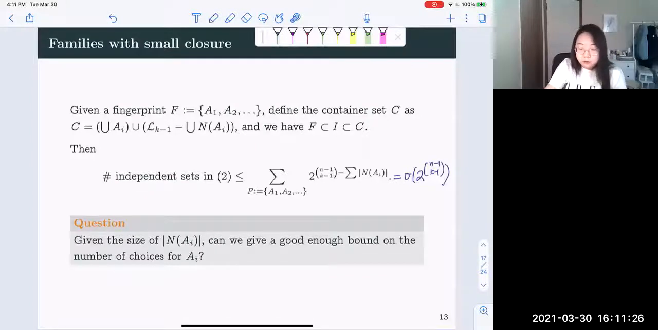Now if you just look at this 2 side, we have this 2 to the binomial. So really, the crucial thing is whether the saving from those forbidden neighborhoods is large enough to counteract the cost of the containers. That is the crucial part of this comparison. In other words, the heart of the problem is, given the size of the neighborhood, can we give a good enough upper bound on the number of choices for A_i? So that is the heart of the problem.